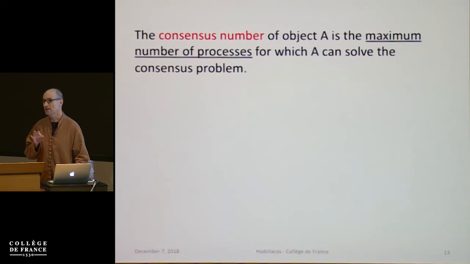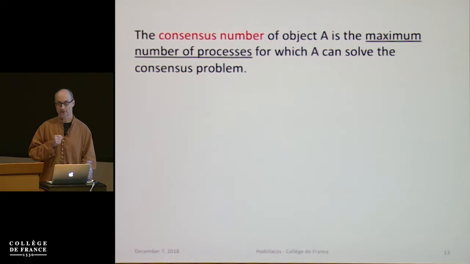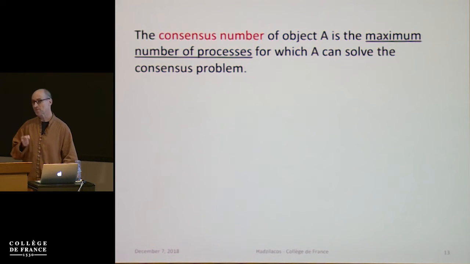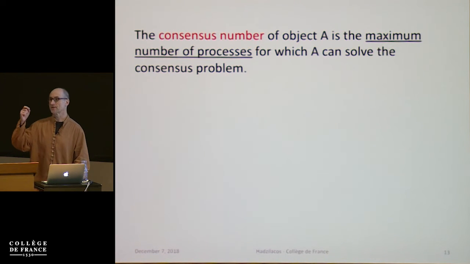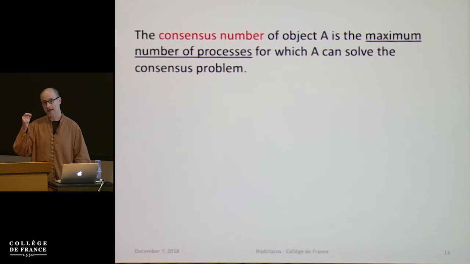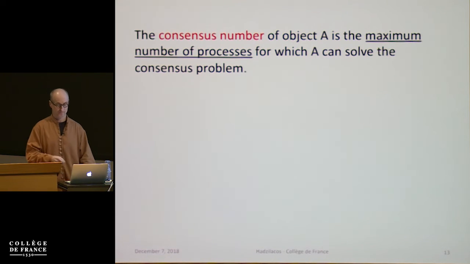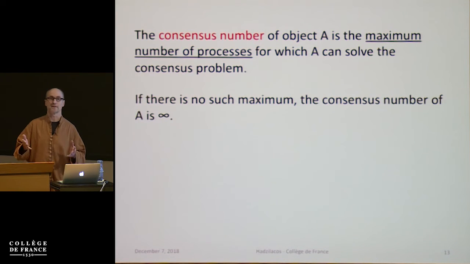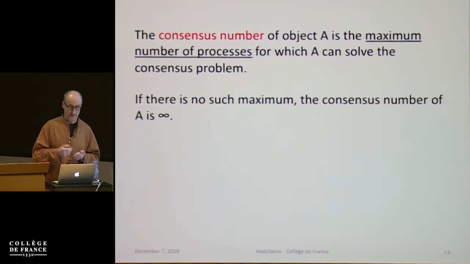Okay, so here comes now the key definition. We're going to attach a number to each object called the consensus number. And this is going to be the maximum number of processes for which this object can solve this problem of consensus. Okay? So if the consensus number is n for object A, it means that A can solve consensus for n processes, but it cannot solve consensus for n plus 1 processes. Now, if there is no such maximum, meaning that A can solve consensus for any number of processes, then we say that its consensus number is infinity. Okay, so I attach to every object a positive integer or infinity.